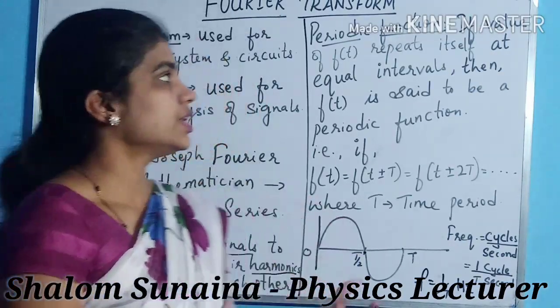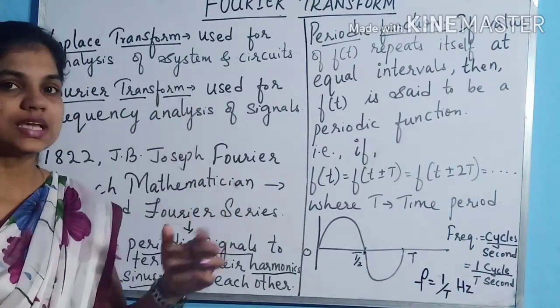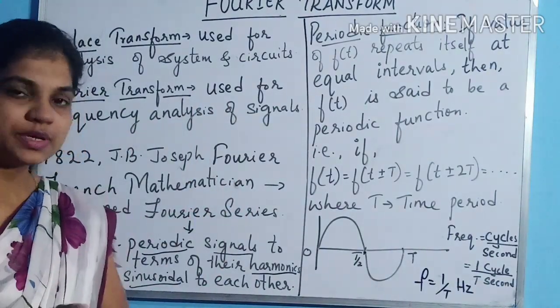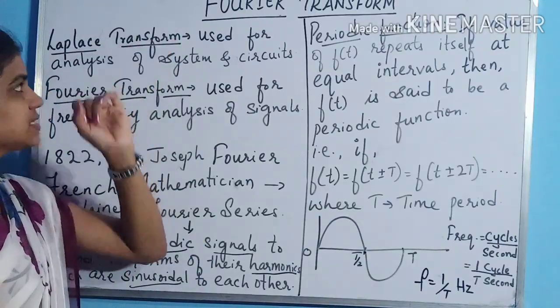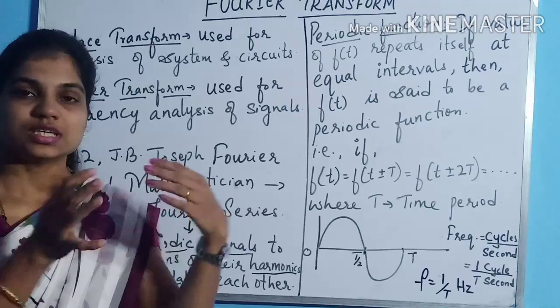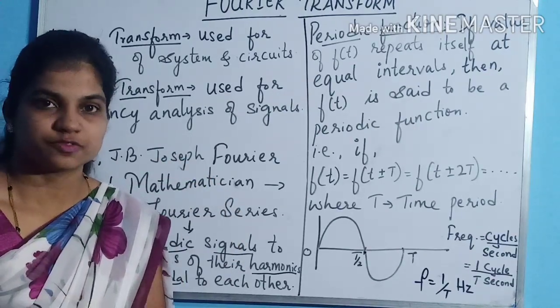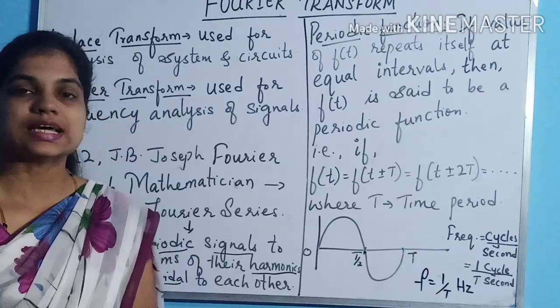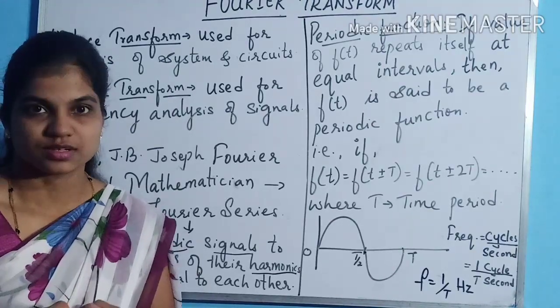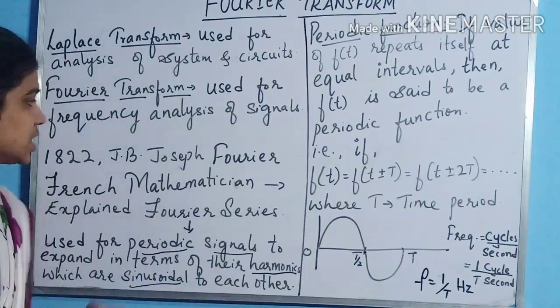Now, Fourier transforms, we are using it for frequency analysis of signals. Similarly, we are using Laplace transform for analysis of systems and circuits. So these are the two mathematical tools we are using in physics to analyze the signals. Alright. Now, in 1822, J.V.